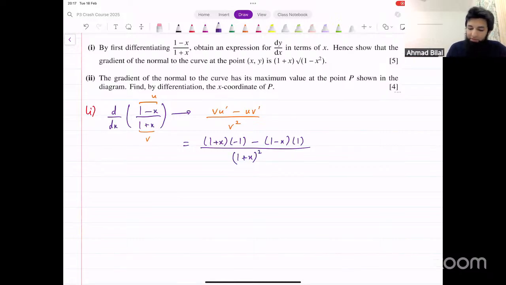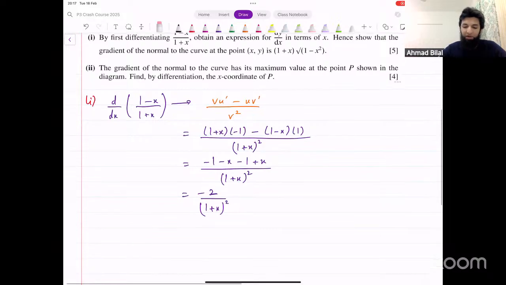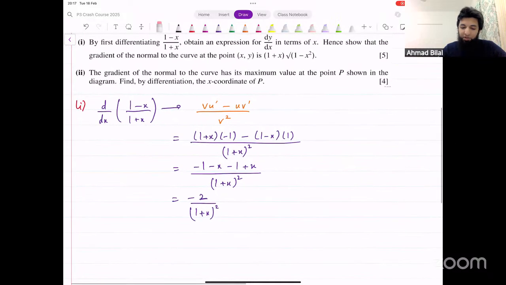Okay, let's simplify this. We get minus 1 minus x minus 1 plus x divided by (1 plus x) whole squared. And this turns out to be minus 2 over (1 plus x) whole squared. This is the derivative of this fraction. That's what they wanted us to do first. They said by first differentiating this thing. Okay, so we've done that part. We've differentiated this fraction. Obtain an expression for dy over dx.